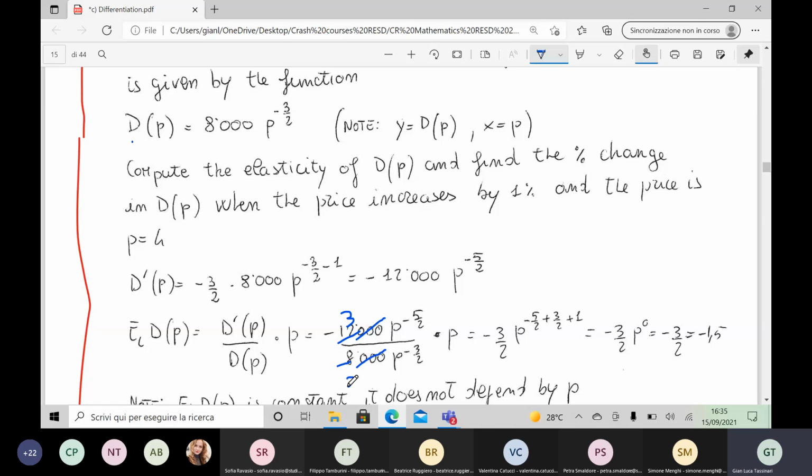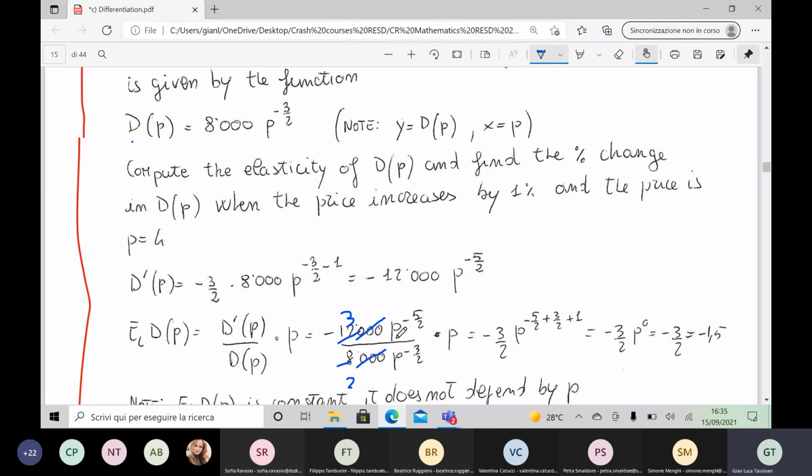Then guys, look what you have here: P to the minus 5 over 2 times P, divided by P to the minus 3 over 2. Guys, this is a property we saw yesterday. Remember, if you have a product of two powers with the same base, the result is the power with the same base and the sum of the exponents, so minus 5 over 2 plus 1.